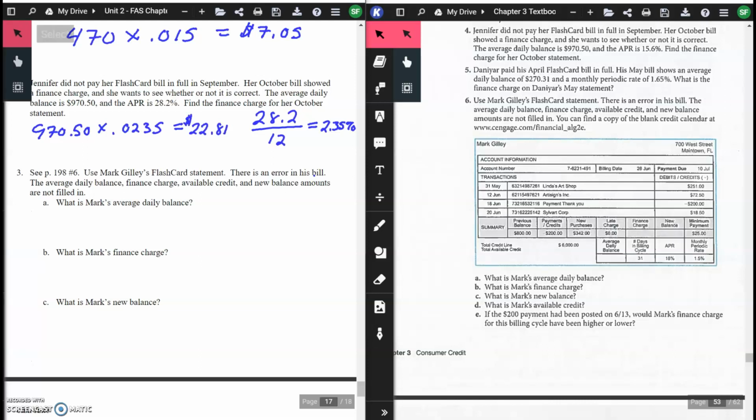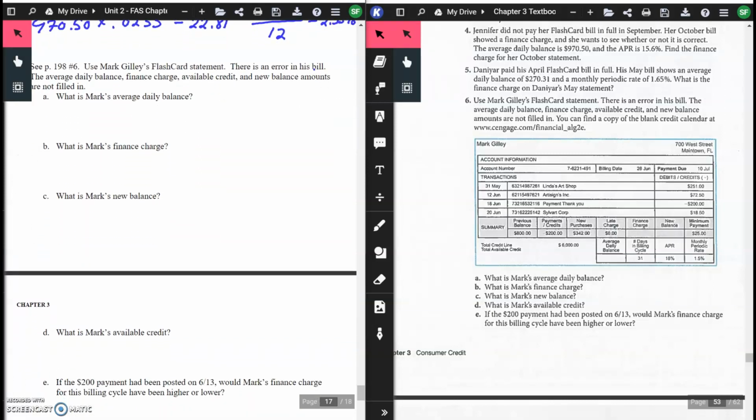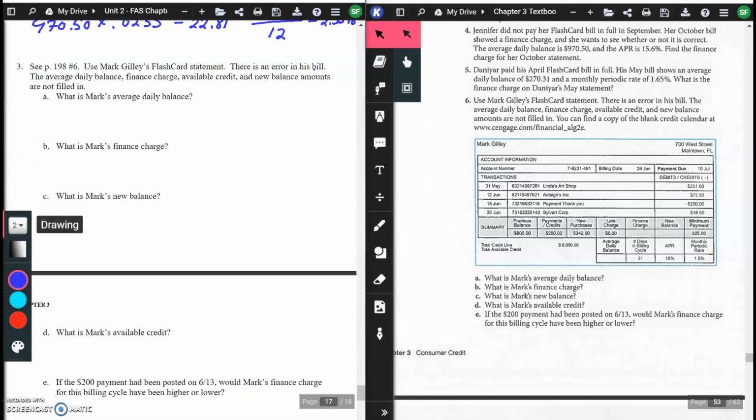All right. Now, question number 3 is referring to page 198, number 6, which again is off to the right-hand side. Saying use Mark Gilley's flashcard statement. There is an error in this bill. The average daily balance, finance charge, available credit, and new balance amounts are not filled in. Okay, so we need to fill all those in. So what is Mark's average daily balance?